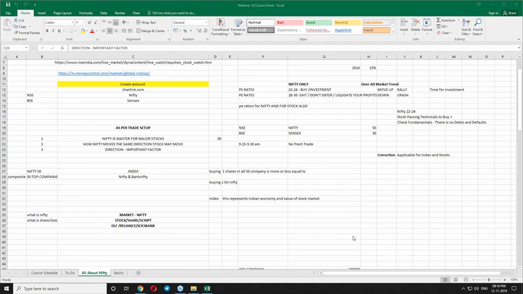Someone asks: for Yes Bank, what technical parameters are considered to buy? It will be a real example. I will not tell that now, sir, because that is the trade setup we are going to learn. Even if I tell, it will be very difficult to explain completely. Clear? So this is over.